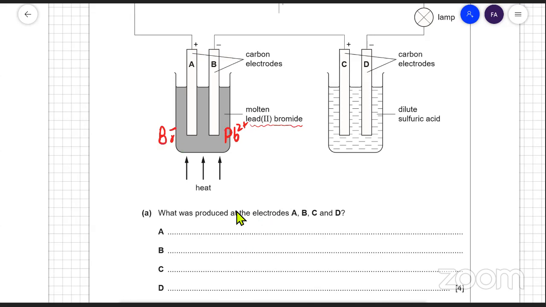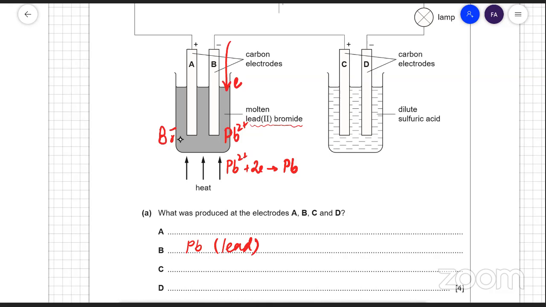Now, what was produced? Remember, the negative electrode is the one where electrons are being pushed towards the ion. So the negative electrode will attract the positive ion, and it's going to be sending electrons. So the reaction that's going to happen over here is Pb2+ gaining two electrons, and it would form lead. So at B, you're getting lead, or you can simply write it in words as well.